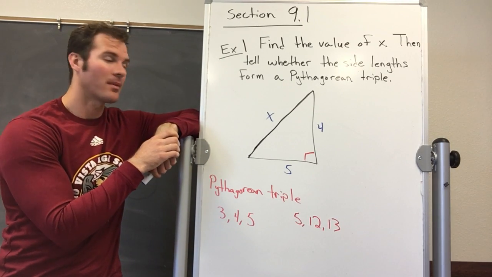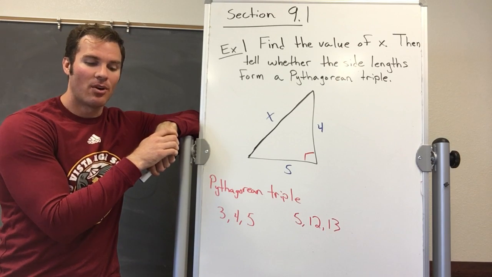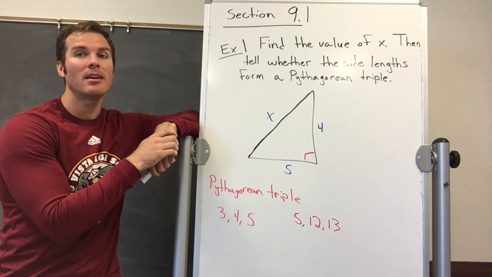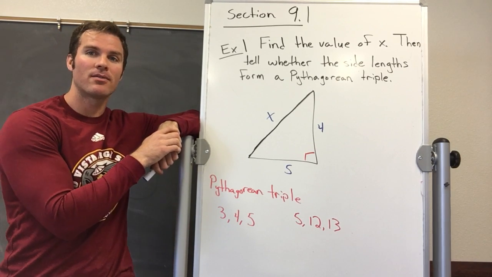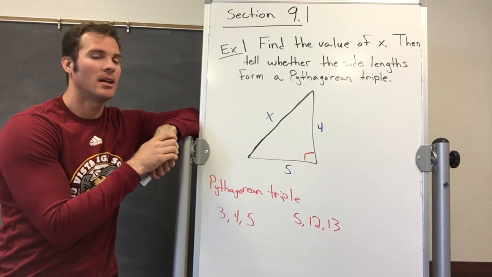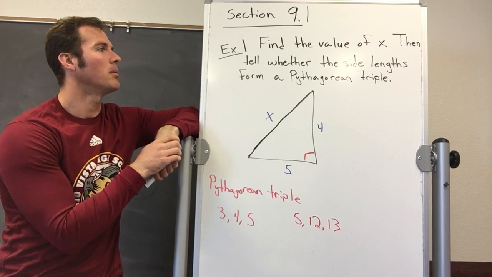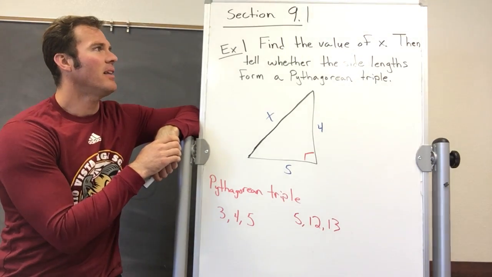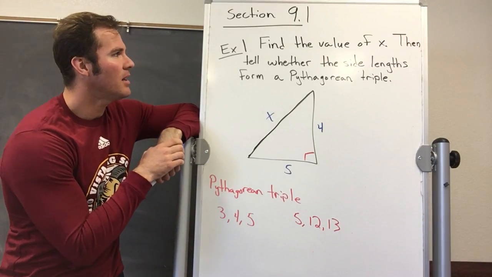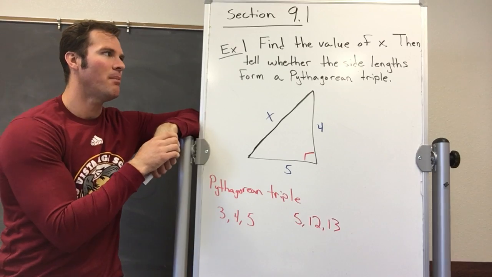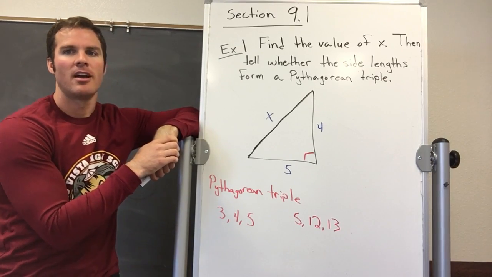Well, here we are. Okay, this is going to be example one for section 9.1. Again, this one's not in your book. This is an extra problem. Find the value of x, then tell whether the side lengths form a Pythagorean triple.